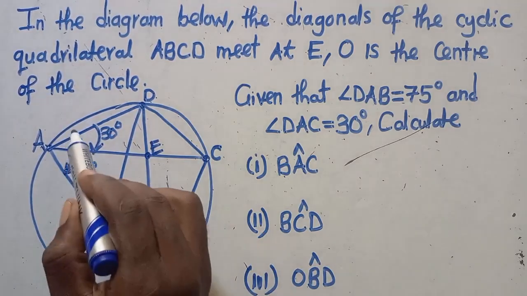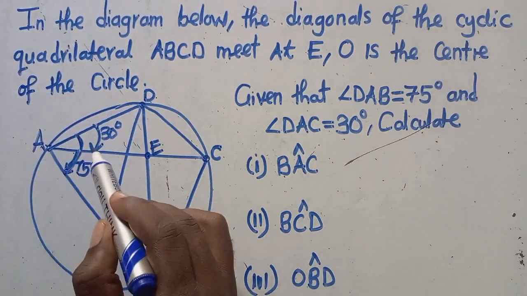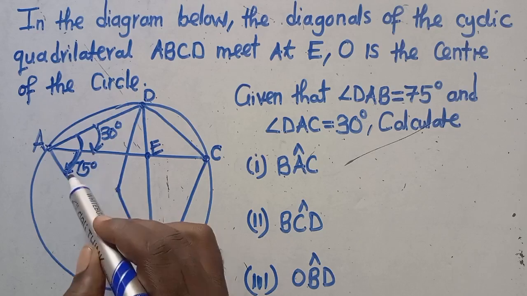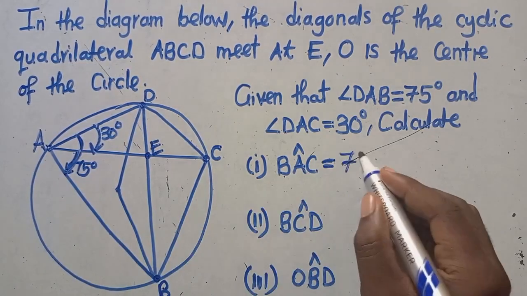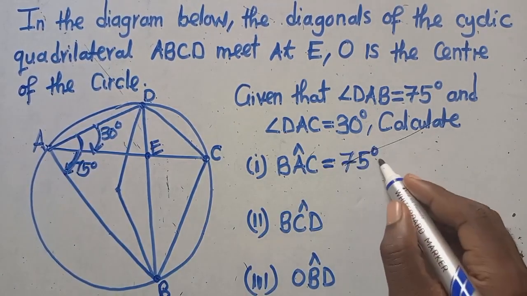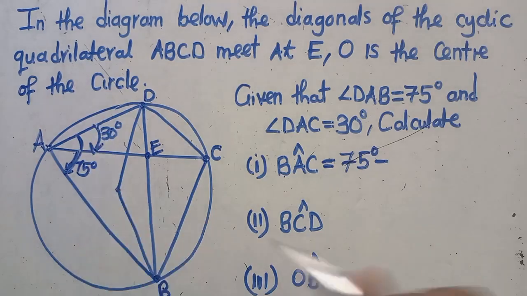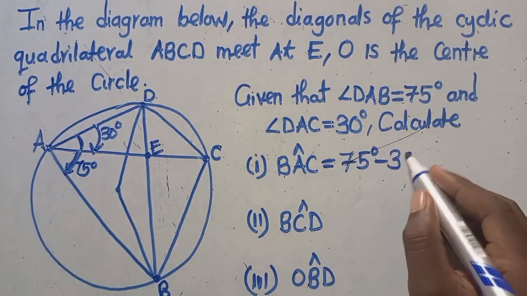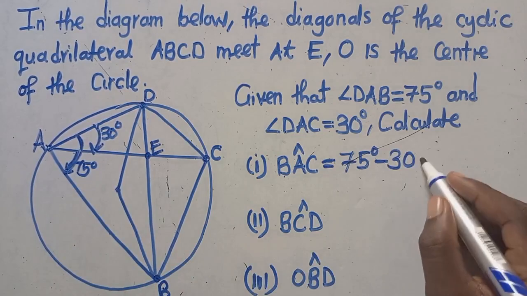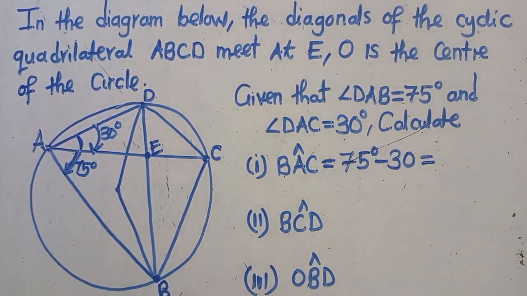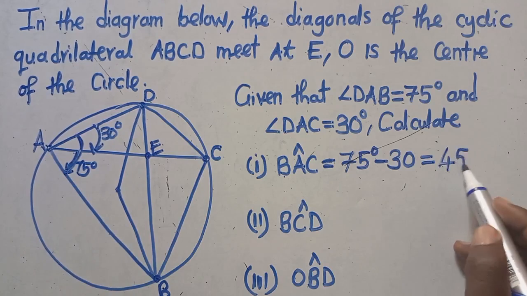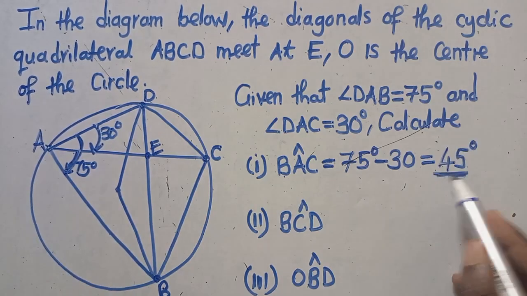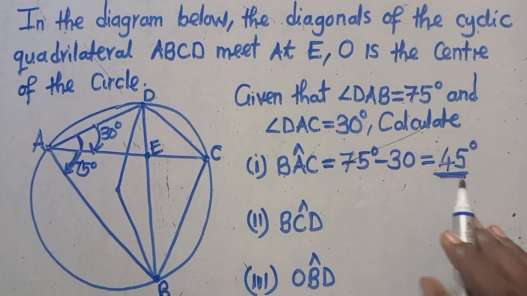We are given everything, and from here up to there, it is that part. How can you find this one? You just need to say 75 degrees minus the 30 that is given there. So what is the answer? If we say 75 minus 30, we are going to get 45. So it means that 45 degrees is the answer.